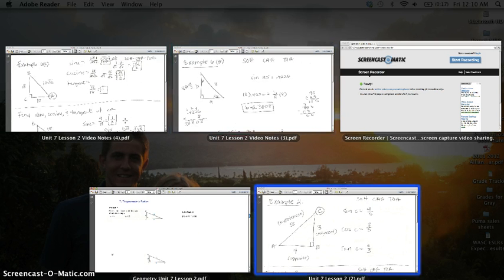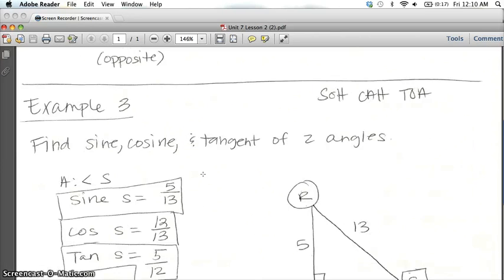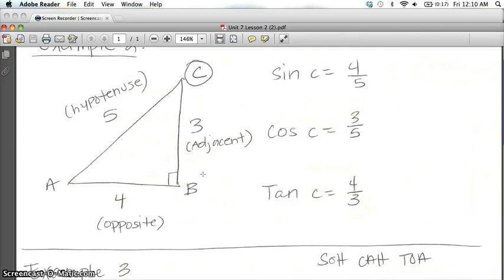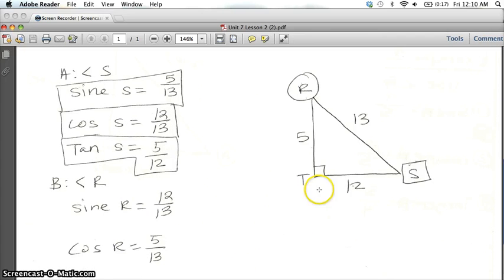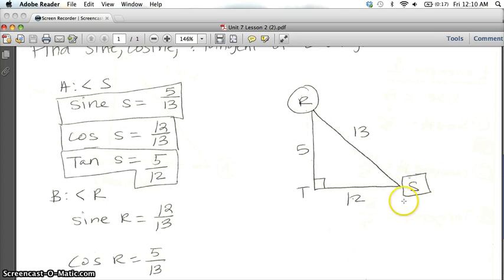So, again, I went ahead and just drew out my triangle. And I'm going to start with the sine of S. So I'm going to start with my angle S, and I boxed it for you, okay? So again, the opposite side of S is 5 because it's opposite. Adjacent is right next to, which is side 12. And then your hypotenuse is side 13.